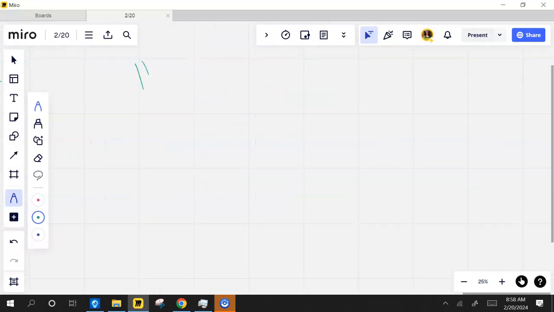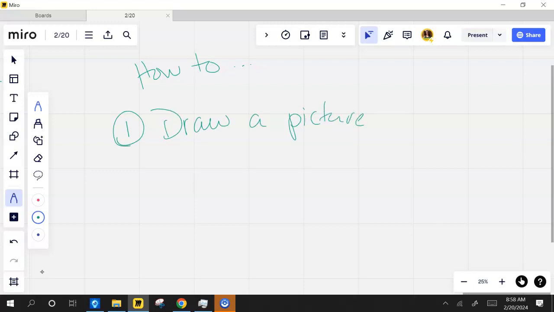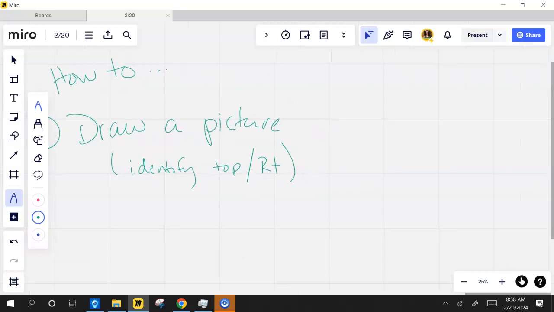First thing we're going to do, we're going to draw a picture every single time. That will save you because the picture is going to tell you which curve's on top, which one's on bottom. I'm going to identify the top or the right curve, depending on what you're taking with respect to, because that's how I'm going to find the area that's bounded between the two curves.